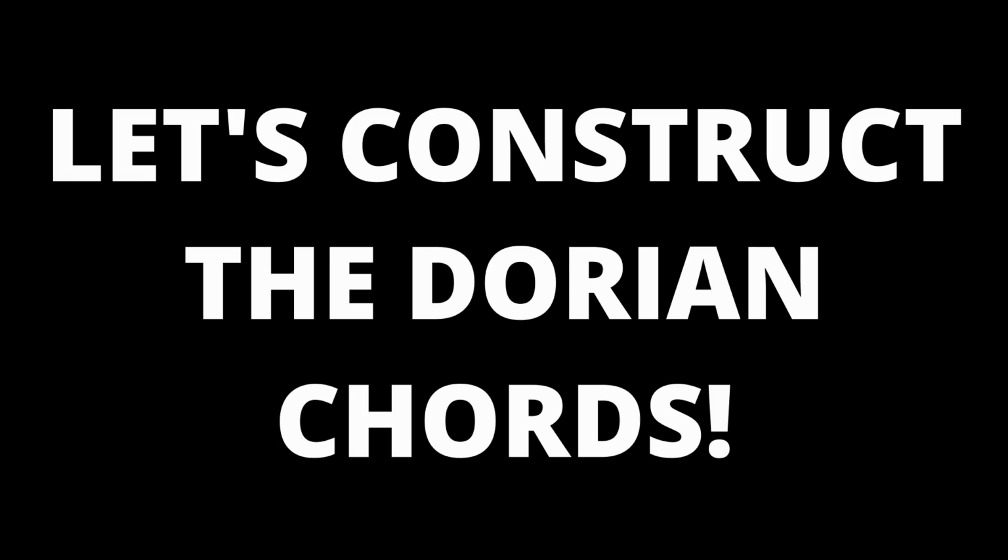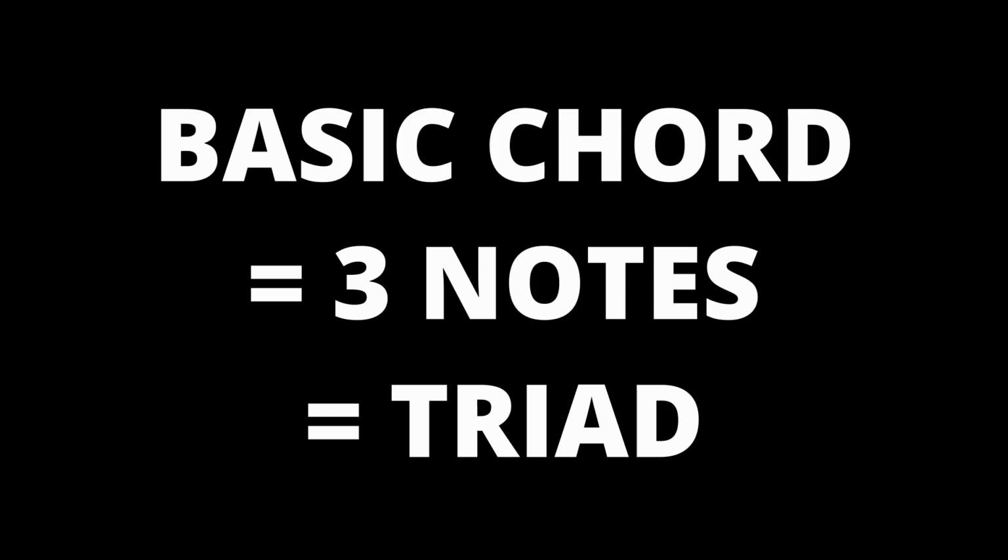Let's now construct some chords using the Dorian mode. We'll use the C Dorian mode for our examples, but you can repeat what we teach here with any tonic note of your choosing to generate a new list of chords. A chord in its most basic form has 3 notes and it is called a triad. C Dorian has the notes C, D, E flat, F, G, A, and B flat.